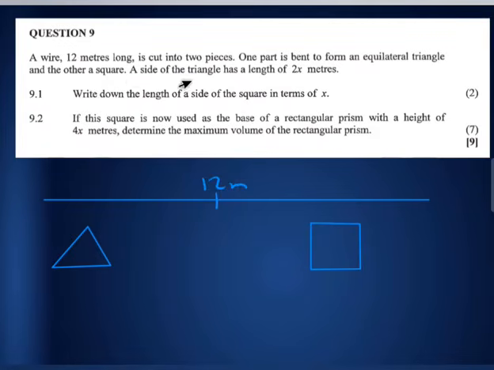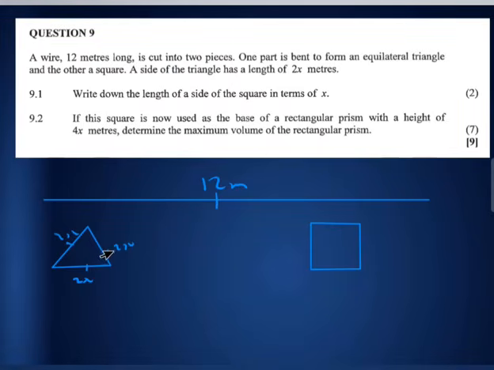They said a side of the triangle has length 2x. So they're telling you one of the sides is 2x. But remember, it is an equilateral triangle. Therefore, all the sides have to be 2x. So notice this is going to be 2x plus 2x plus 2x, 6x, right? Whenever they give you length, you always have to find the way to relate what is given here to here, or what is given here to here.